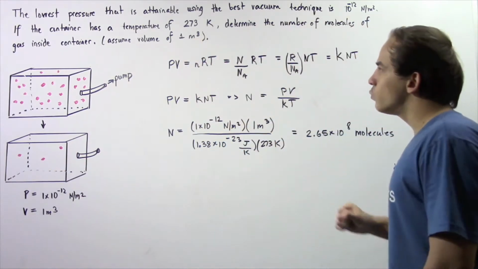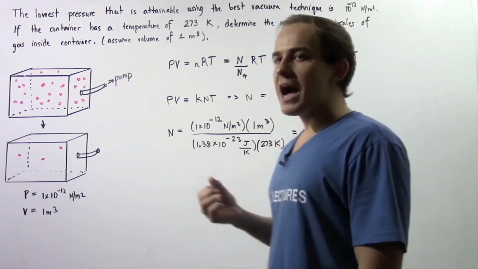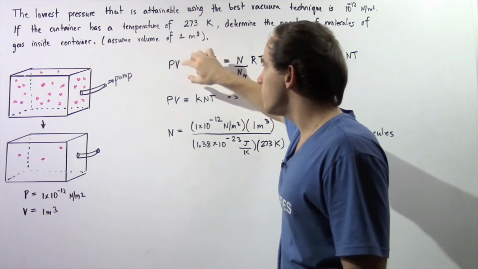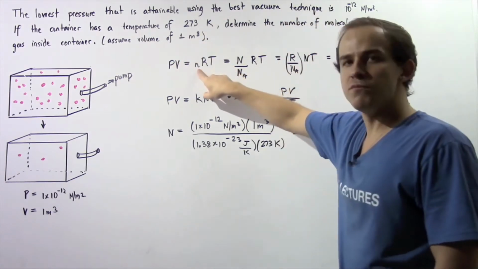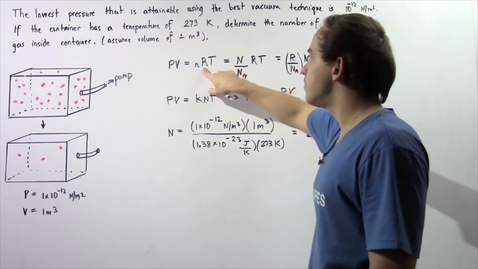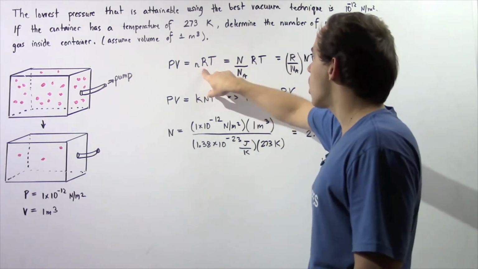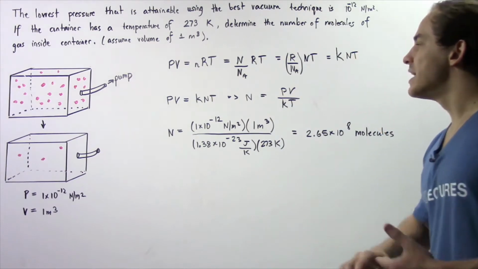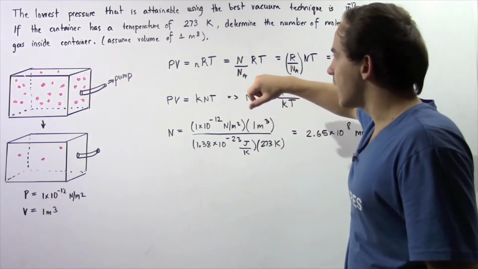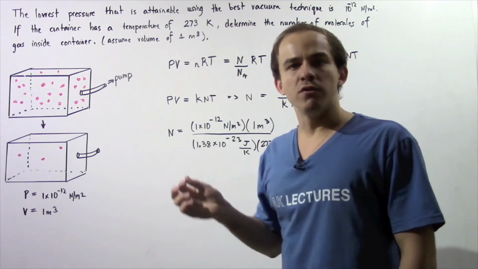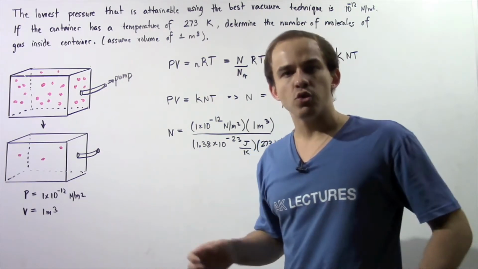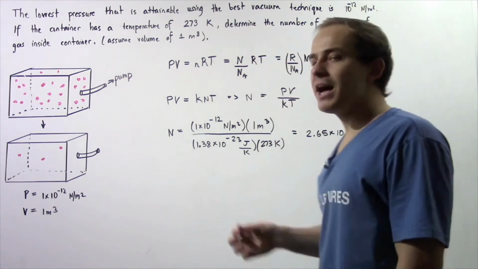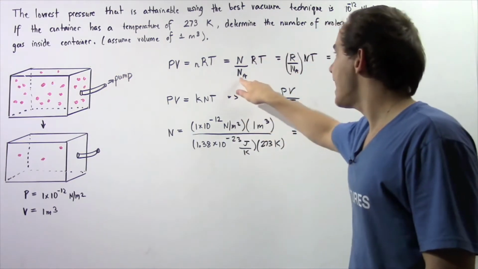So let's begin with the ideal gas law. The ideal gas law states that the pressure times the volume is equal to the number of moles of gas multiplied by the universal gas constant R multiplied by the temperature given in kelvins. Now, recall from the previous lecture that the number of moles of gas n is equal to the total number of molecules N divided by Avogadro's number Nₐ.